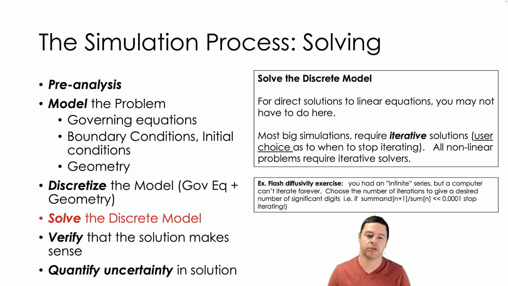So typically there's a user choice about how to stop that, and the choice really comes down to how accurate, or how many significant digits, do you want to have when you're done. So a typical way to do this is to look at the next value of the sum and see whether it is a significant change from the previous value of the sum. And if it's not, then stop. So that kind of thing is involved in the solving process. So choosing which type of solver to use when you have a choice is also part of that simulation process.